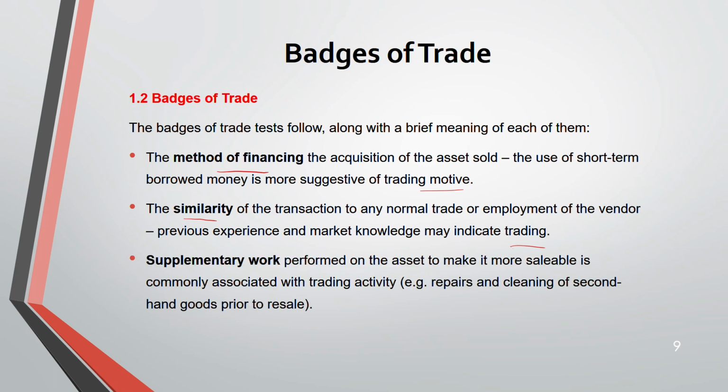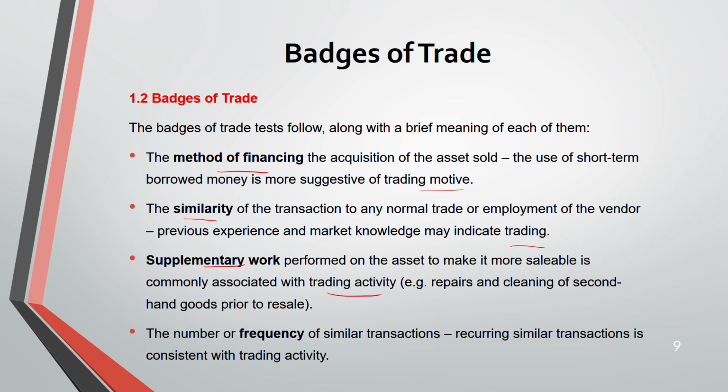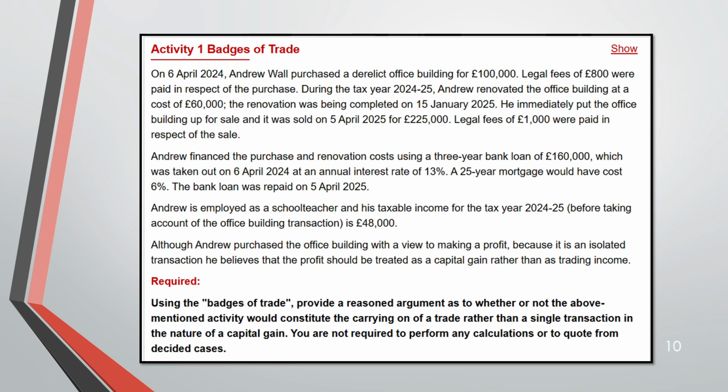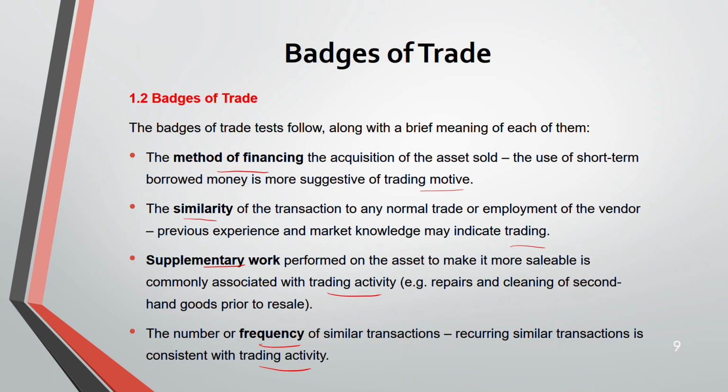Then supplementary work. Supplementary work performed on the asset to make it more saleable. This is associated with trading activity. For example, you are repairing it. You are cleaning the second-hand good before the resale. All these are examples of trading. Then the frequency of similar transactions. So if you are recurring similar transactions, it's more like trading activity. So this list, the bullet points, are the badges of trade.